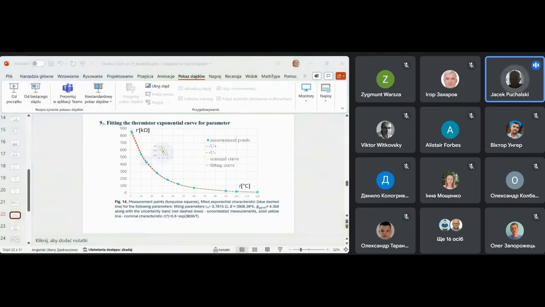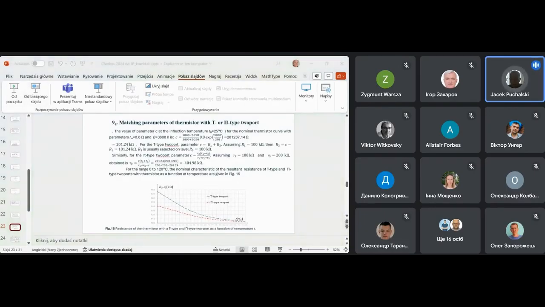Its global minimum is very close to the nominal values. So as you see, we have such a resistance, and parameters B depend on the energy gap of the material. So it's not so easy to find the coverage corridor.